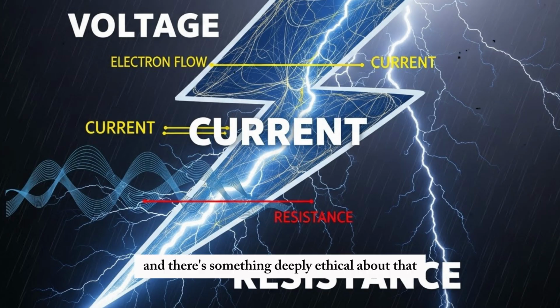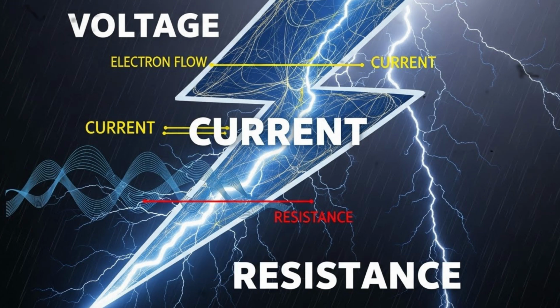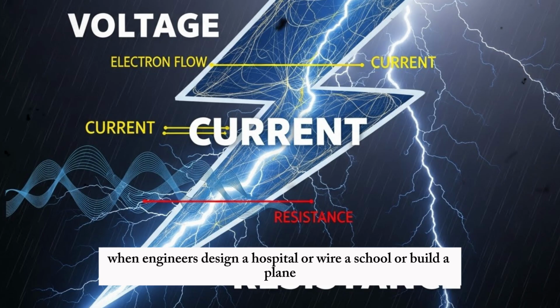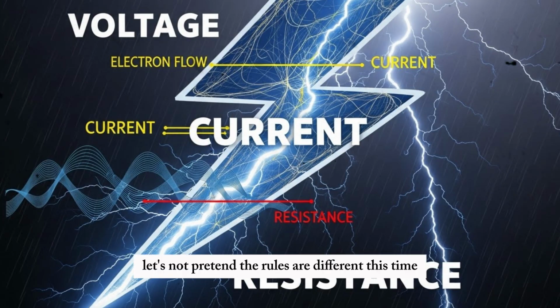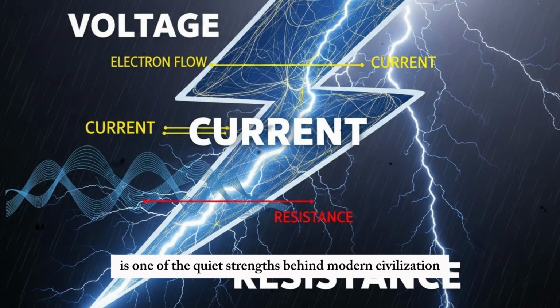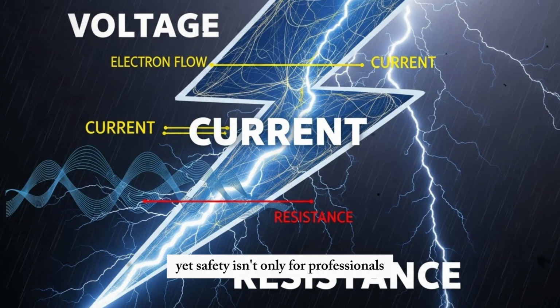And there's something deeply ethical about that. Electricity gives humanity enormous power, and power always invites responsibility. When engineers design a hospital, or wire a school, or build a plane, they aren't just solving puzzles. They're making decisions that protect lives through respect for natural law. The humility to say, let's not pretend the rules are different this time, is one of the quiet strengths behind modern civilization. Yet safety isn't only for professionals.